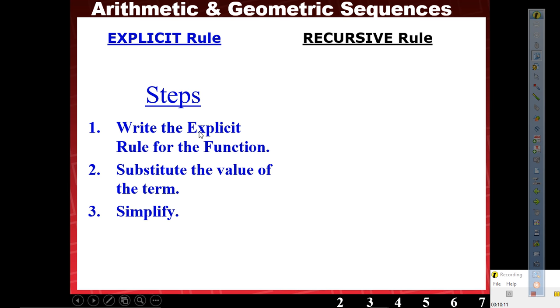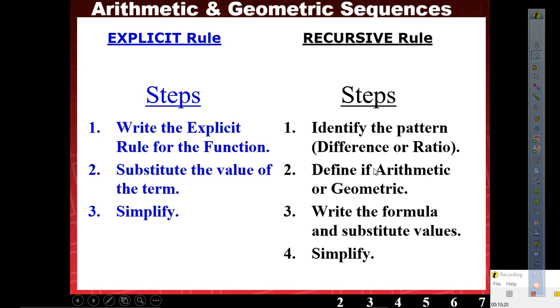Steps for the explicit rule: write the explicit rule for the function, substitute the values of the term, and simplify. Recursive rule steps: identify the pattern, which is the difference or ratio. Step 2, define if it's an arithmetic or geometric sequence. Step 3, write the formula and substitute values. And step 4, simplify.